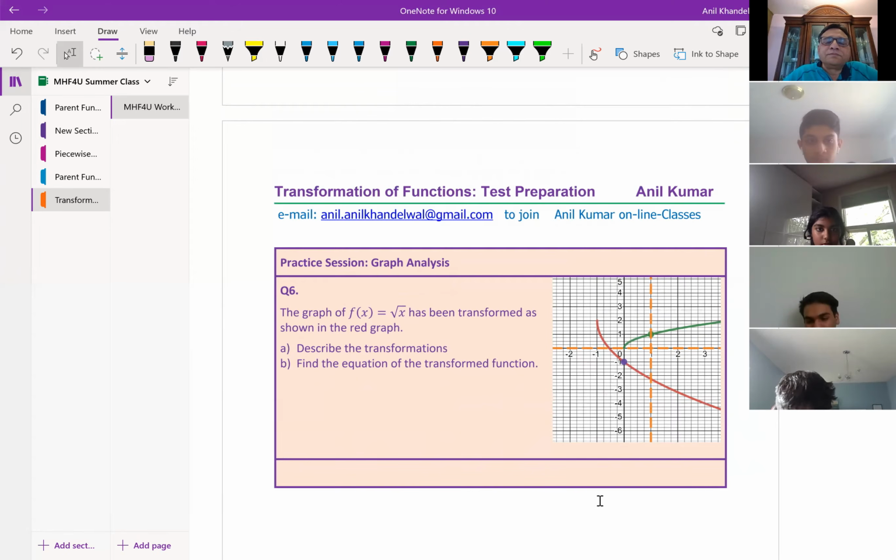The graph of f of x equals square root of x has been transformed as shown in the red graph. Describe the transformation and find the equation of the transformed function. Tell me, what is the transformation? Okay. I don't see a reflection. No translation either. I think it's vertically stretched. Okay, vertically stretched is one thing, correct? Reflection. There is a reflection on the.